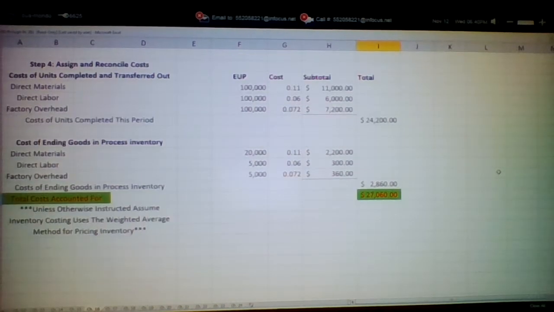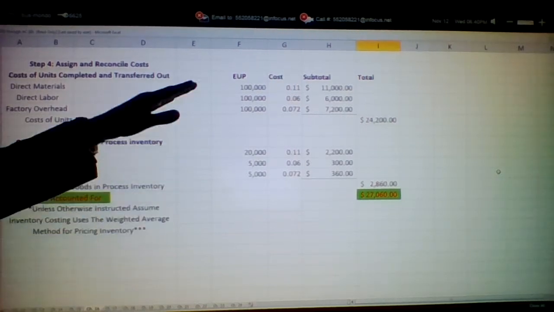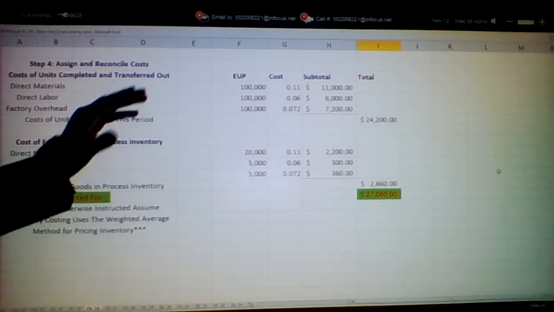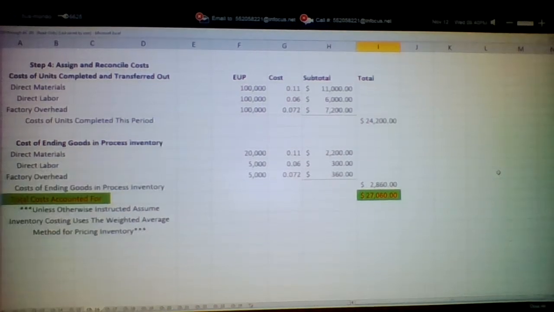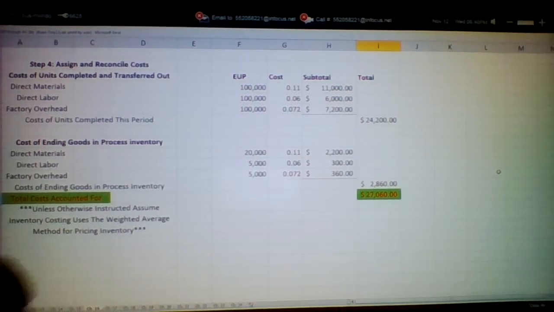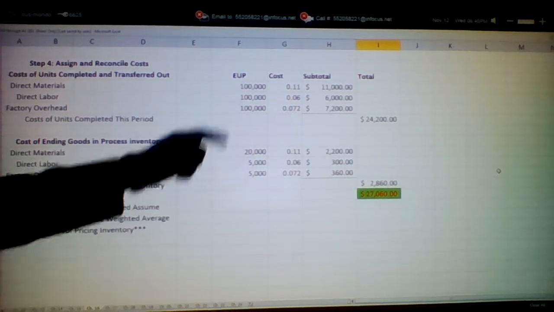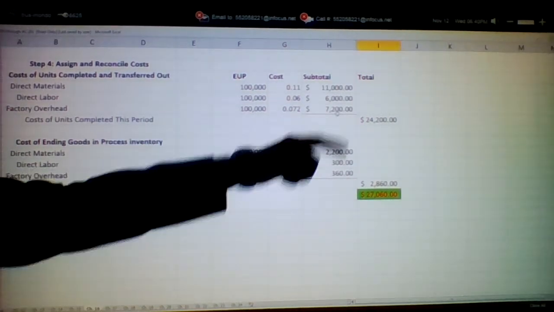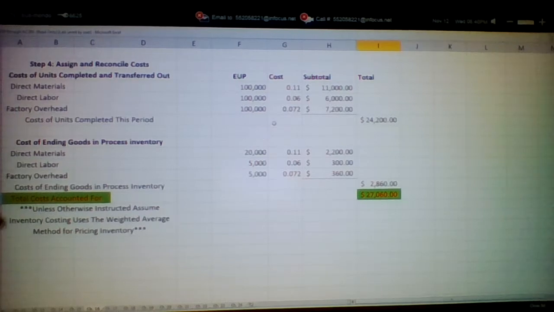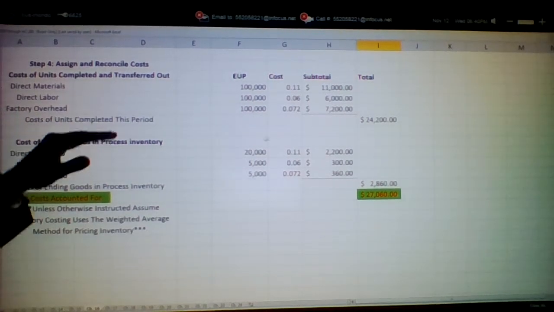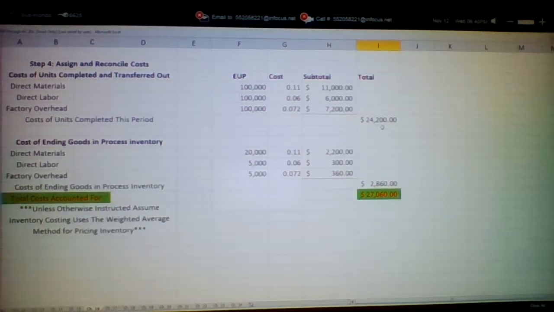Now, assign and reconcile. Cost of units completed and transferred out. Direct materials, 100,000 equivalent units of production times 11 cents per material cost, $11,000. Direct labor, units of production, cost per unit of production, there's your cost. Same thing with overhead to get cost of units completed this period, $24,200.